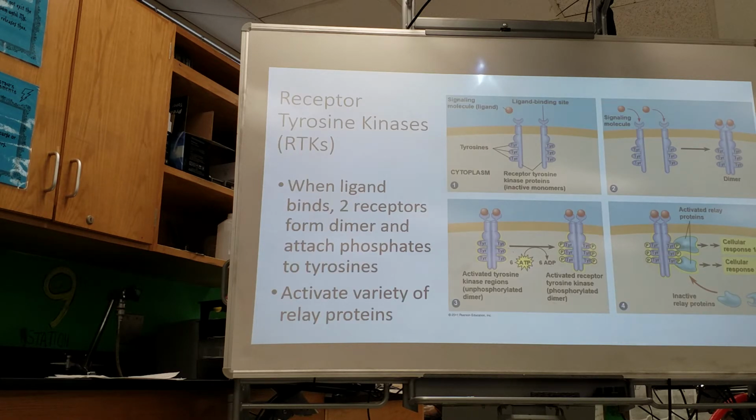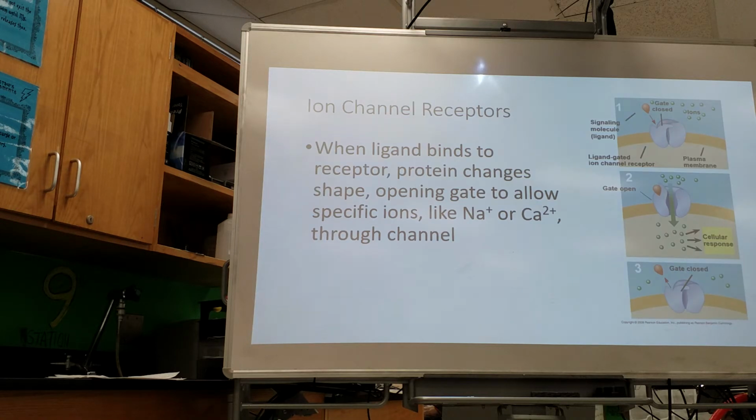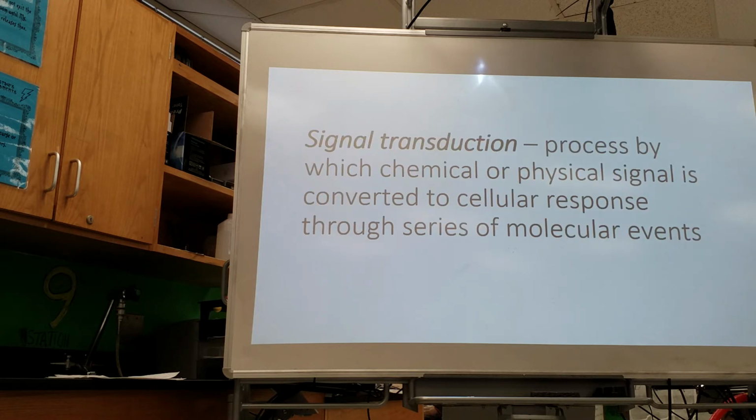You also have receptor tyrosine kinases. They need to act in pairs, so they form dimers when they are bound to their ligands. I believe insulin works on a tyrosine kinase receptor. And they phosphorylate each other, and then they can set off a bunch of signals. Ion channels: something binds, it opens it up so ions can flow in. Once that thing dissociates or comes off, the gate closes, no more ions can come in.